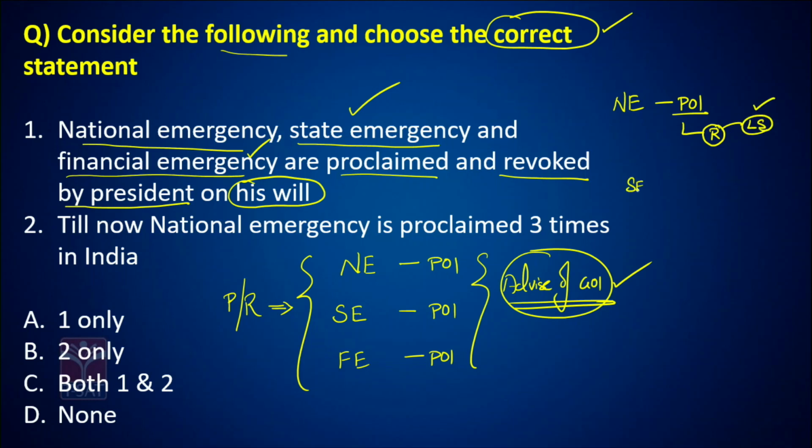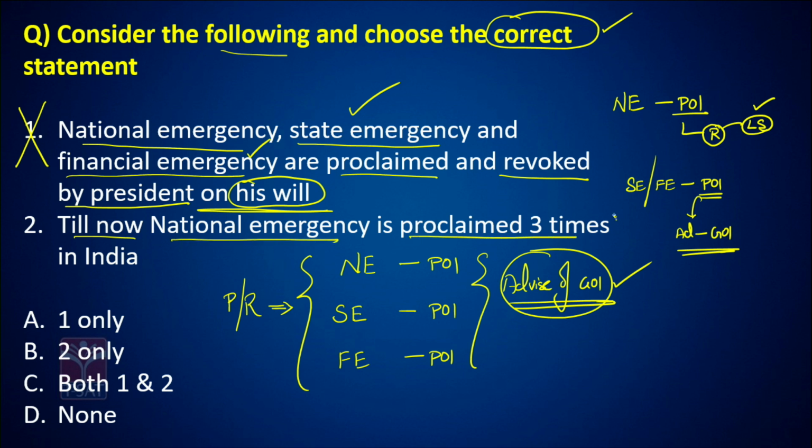The state emergency and financial emergency can be revoked by the President only when advice is given by the government. Now I hope this is clear. So this is a wrong statement. Why? "On his will" is wrong. Now look at this. Till now, national emergency has been proclaimed 3 times in India. Absolutely correct. Answer is B.